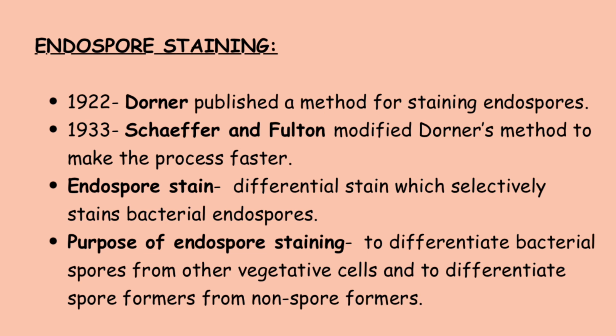Endospore staining. In 1922, Dorner published a method for staining endospores. Schaeffer and Fulton modified Dorner's method in 1933 to make the process faster. Endospore stain is a differential stain which selectively stains bacterial endospores. And what is the purpose of endospore staining? It is to differentiate bacterial spores from other vegetative cells and to differentiate spore formers from non-spore formers.